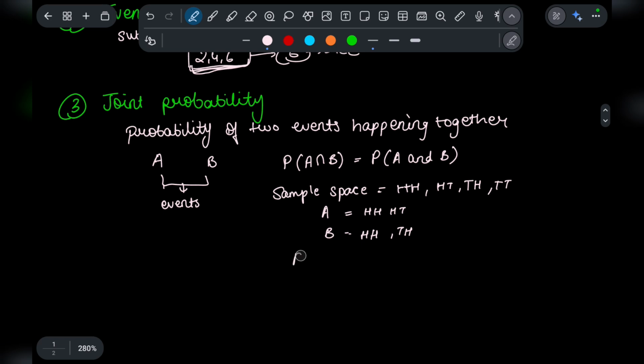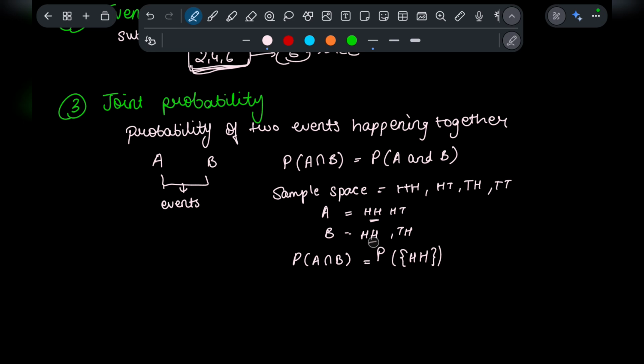The joint probability of A and B will be the probability of head-head, because this is common to both, which will be equal to 1 by 4, because we have only one out of 4 total outcomes. So this was all about joint probability.